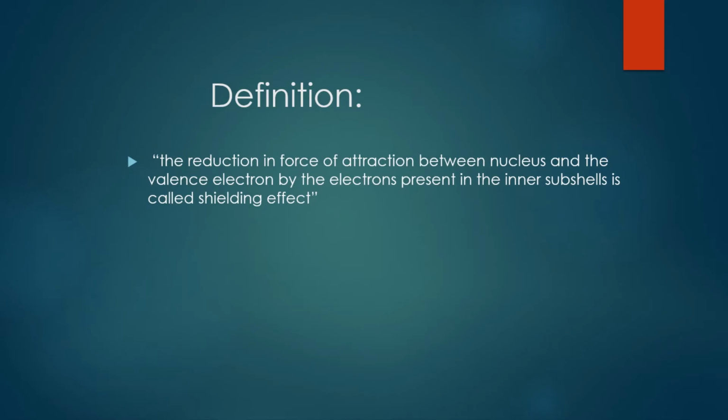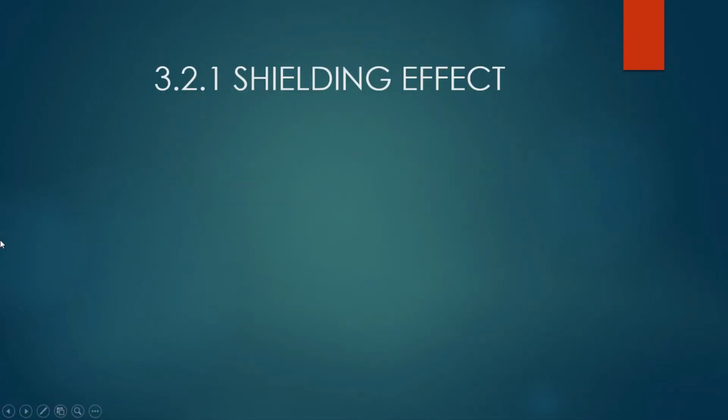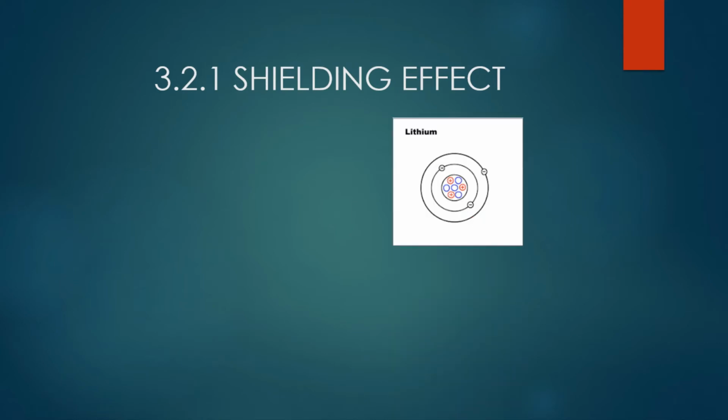Shielding effect. Now our next topic is shielding effect. It is also known as screening effect. This is a structure of lithium. It is known as Bohr's atomic model of lithium. The symbol of lithium is Li. Its atomic number is 3, and it has 2 shells. The first one is K shell, it has 2 electrons, and the second is L shell with 1 electron.